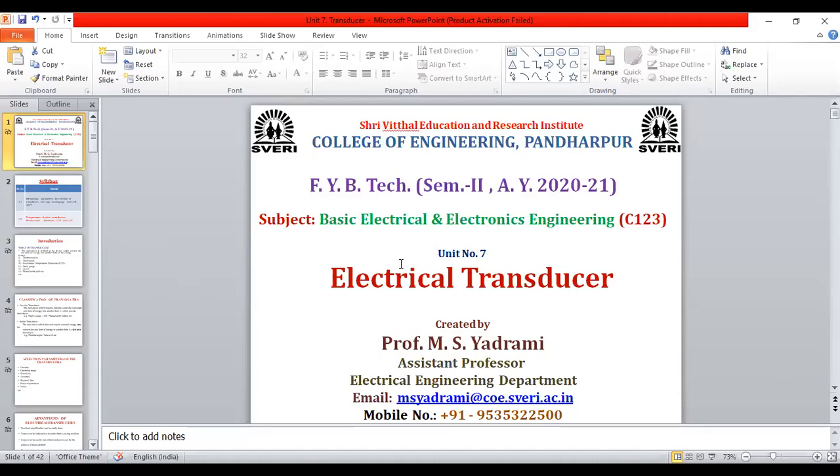But an easy definition of an electrical transducer is: it is a device which transfers energy from one form to another form. We are going to call that here.